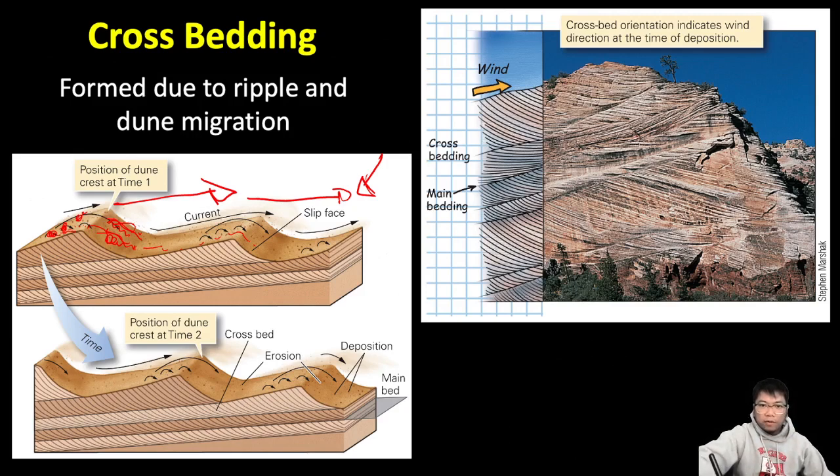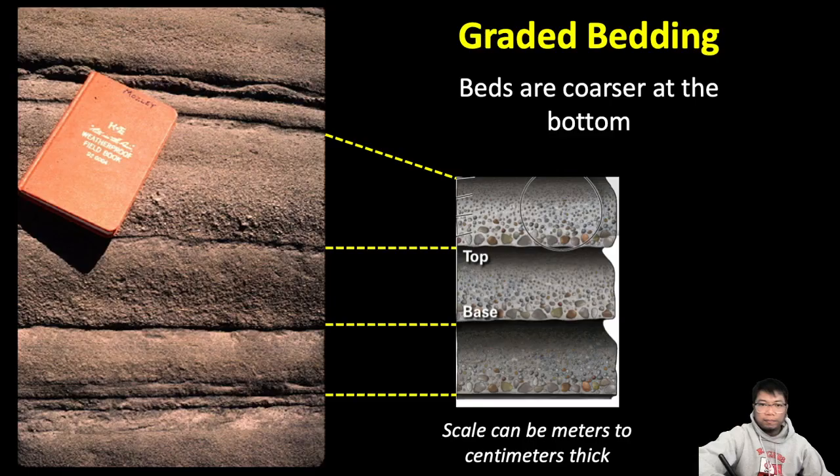For example, here we have cross-bedding that goes like this. That simply means that the ancient winds that created these structures flowed from this direction to that direction. So that is the cool thing about cross-bedding. We can figure out the ancient directions of any wind or water current that created these structures.